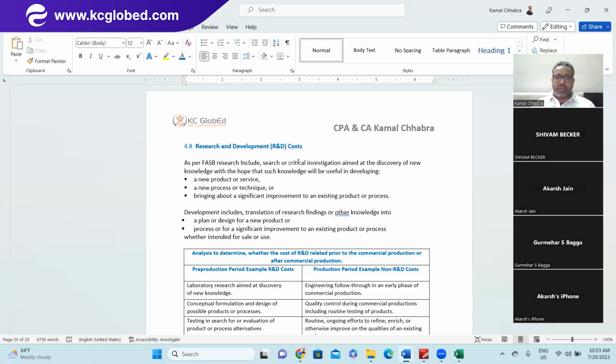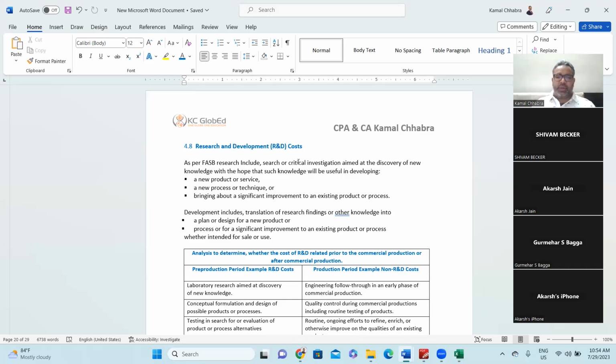But once the technical feasibility study is established and it is considered that the research and development we are going to create will last more than 1 year, that means it has an economic life of more than 1 year, then we can capitalize those expenditures, right? We can capitalize from the date the technical feasibility study is established to the date it is ready for commercial production. After commercial production starts, any expenditure you make is not going to be capitalized, right?